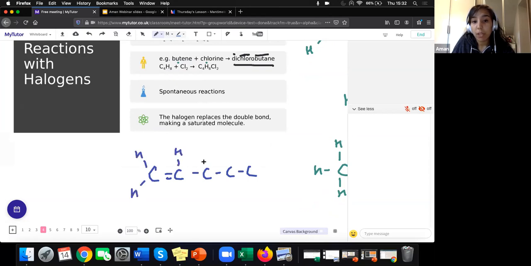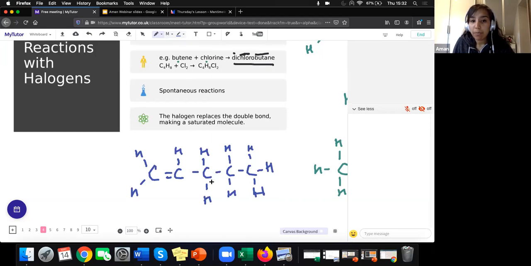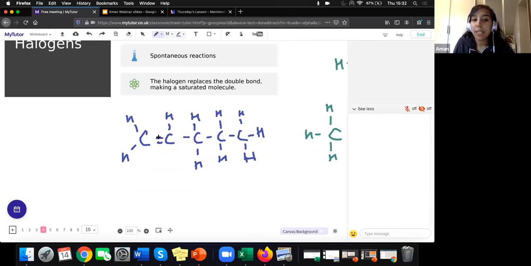And just remember when you are drawing these out to count the number of bonds. There shouldn't be more than 4 bonds, because carbon can only form 4 bonds. If we have a look at our double bond in particular, this carbon has 1, 2, 3, 4, this carbon 1, 2, 3, 4, and so on. So just make sure there's always 4 bonds. Now what's going to happen is it's going to react with bromine, and the bromine is going to replace the double bond. So what we essentially form is this.